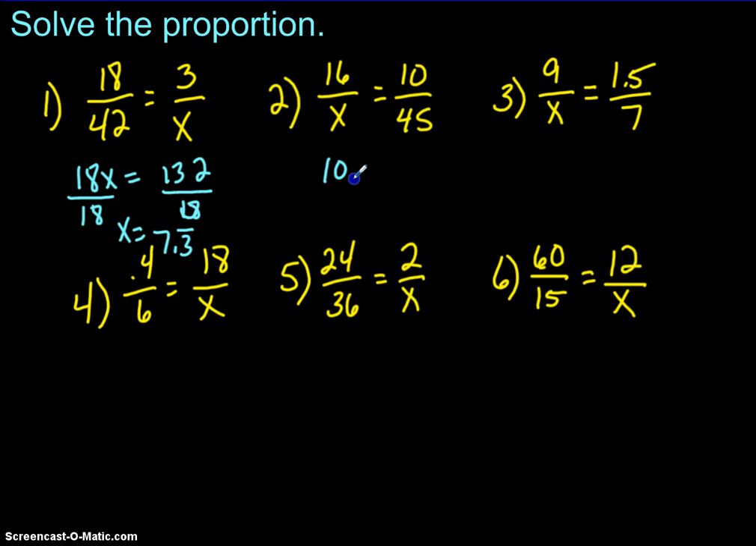Multiply 10 and x together. Then I got 45 times 16. That's 720.